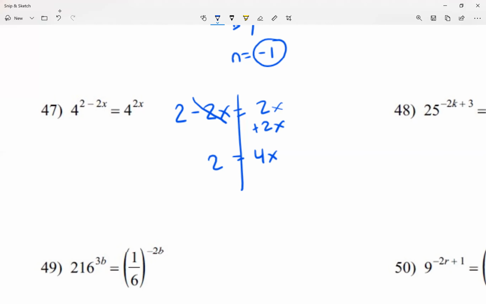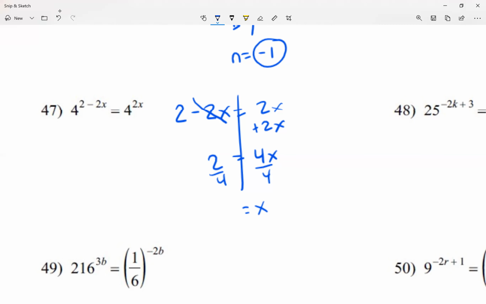To get the x by itself, let me divide both sides by the number in front of the x. In this case, let me divide by 4. So I get that x by itself. Now 2 over 4. So it's a fraction. Answer your questions as fractions.